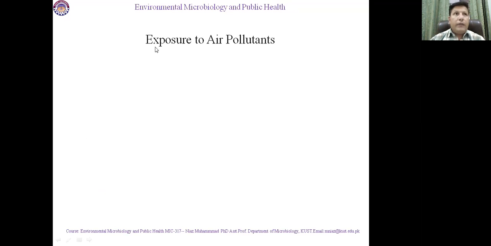Exposure to air pollutants: if pollutants are present in air and people are breathing that air into their lungs, what will happen? There are various gases which we discussed at the beginning of this slide: ozone, carbon monoxide, nitrous oxides, dioxins, and bioaerosols present in air. If someone is breathing that air, these pollutants will go from the atmosphere inside the lungs. They will cause chronic disease and acute disease in individuals who are breathing in that environment.